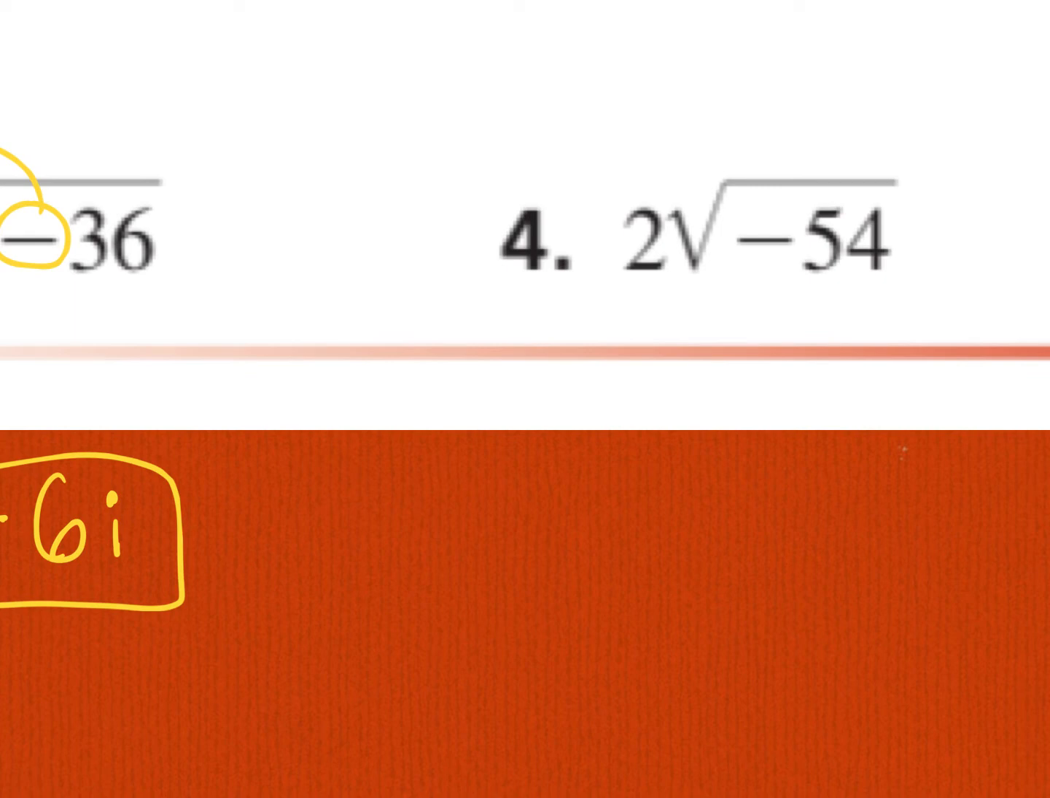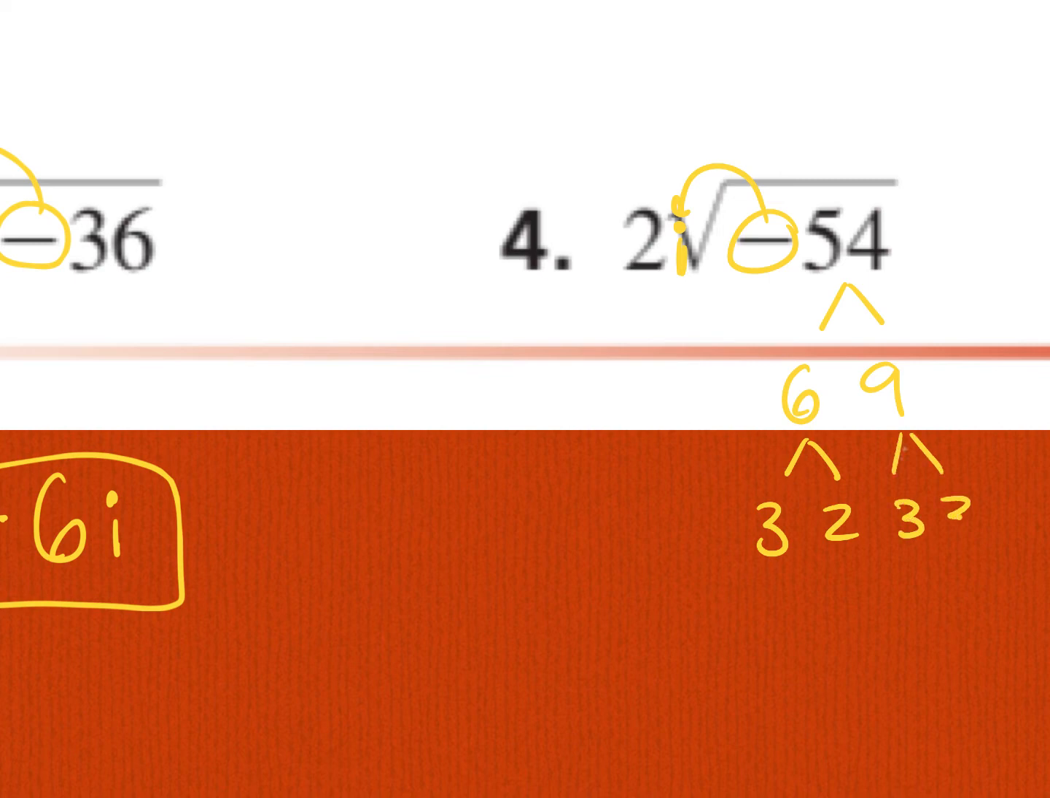And lastly, let's do 4. What do I do first? Take out the negative and turn it into an i. Now, is 54 a perfect square? No. So we got to break it down. What are two factors of 54? 6 and 9. What are two factors of 6? 3 and 2. And two factors of 9? 3 and 3. So what would I circle? 3 and 3. Why can I not circle the 3, 3s? It has to be a pair. So pairs of 2 of a kind.